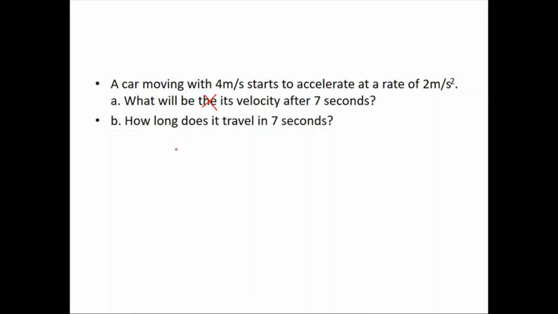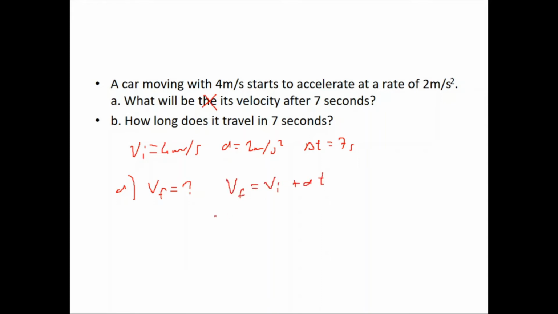How long does it travel in 7 seconds? So we are given that v initial is equal to 4 meters per second, acceleration is 2 meters per second squared, and delta t, the time, is 7 seconds. Then we are asked to find its velocity. V final is asked. From our previous formulas, we know that v final is equal to v initial plus a times t. So v final will be initial velocity 4 plus 2, the acceleration, times 7. It will give us 18 meters per second. This will be the final velocity.